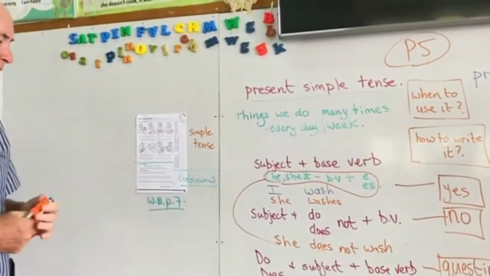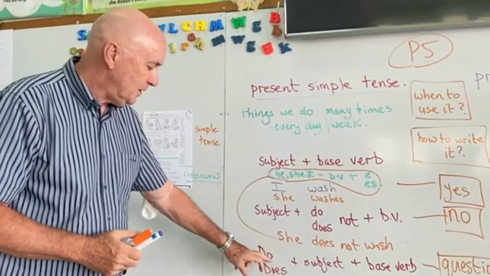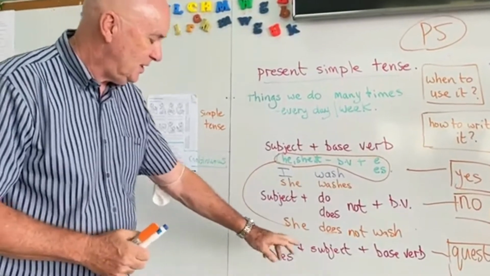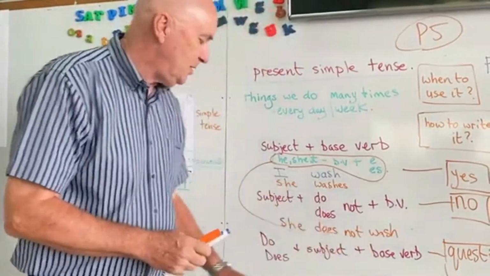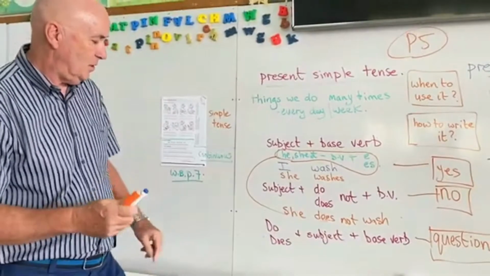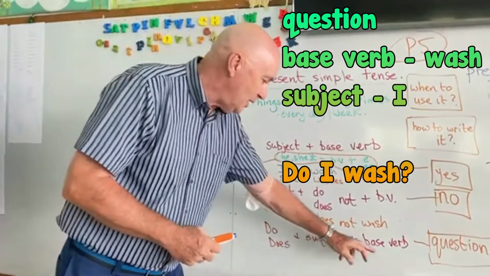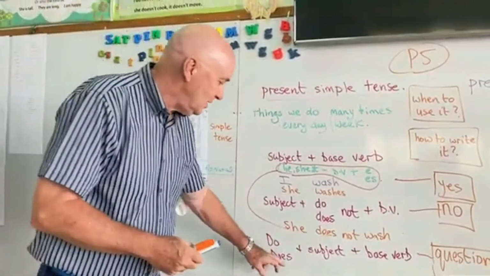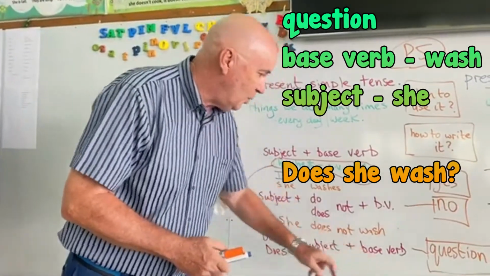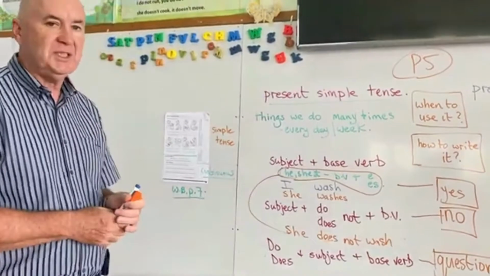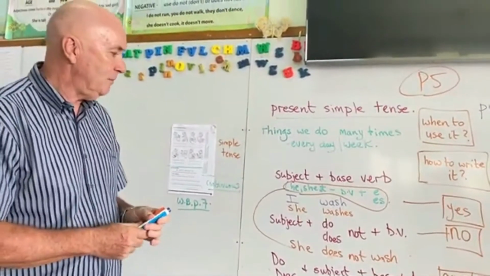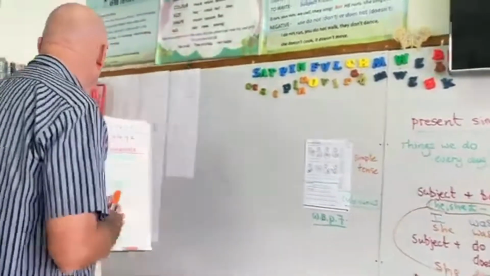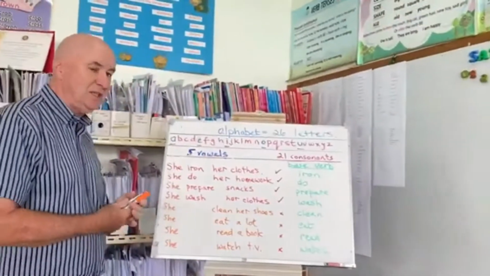If the subject is he, she or it. And to make a question, it's do or does, the subject and the base verb. So it would be do I wash, but if the subject is he, she or it, does she wash. So that's the present simple tense, okay? Let's have a look over here then at these things here.